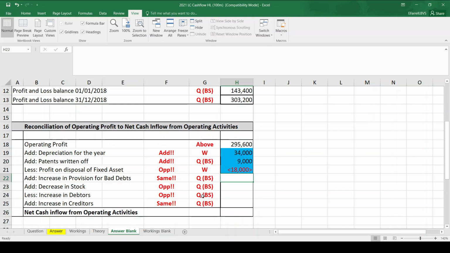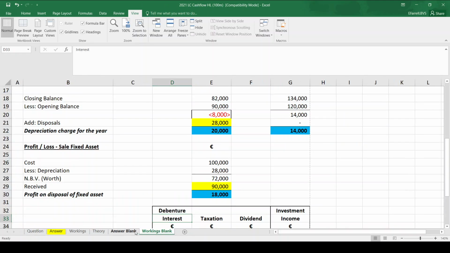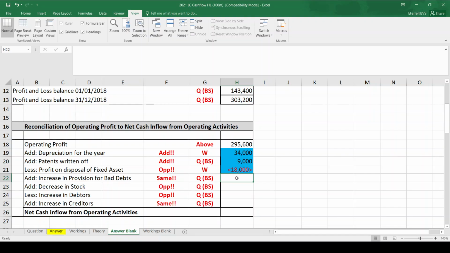Okay, and the next thing we're going to look at is the bad debt provision. The bad debt provision has gone from 2,000 to 5,400. It's increased by 3,400. And with the bad debt provision, it's the same as what you think, meaning if it's an increase, it is a plus. If it's a decrease, it is a minus. So it's an increase of 3,400, and it's the same as what you think. It's a plus 3,400.